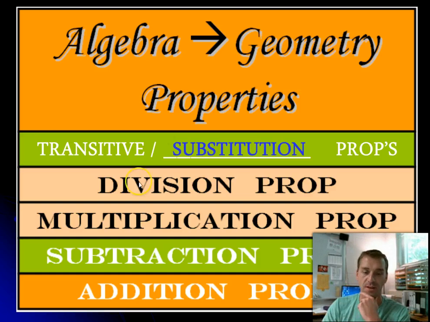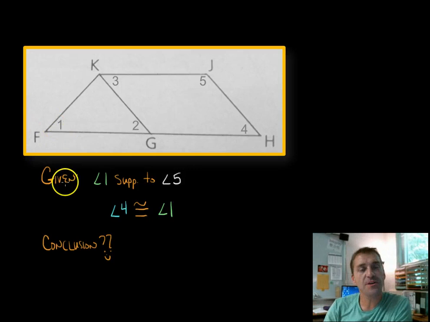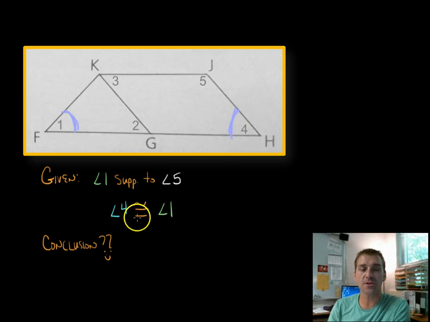And here we go. Let me give you the example. It's the same picture, different given information, though, of course. Here's the given: angle 1 is supplementary to angle 5. So angle 1 here is supplementary, way over here, to this one. They don't form a straight angle, but apparently they add to 180 degrees. That's cool. The other thing that you know is that angle 1 is congruent to angle 4. That's the other piece of information that you know.